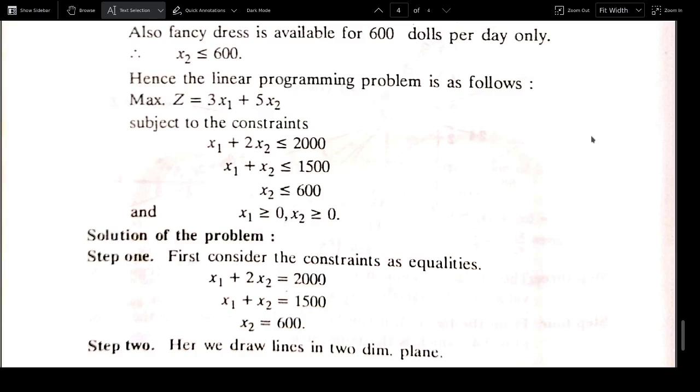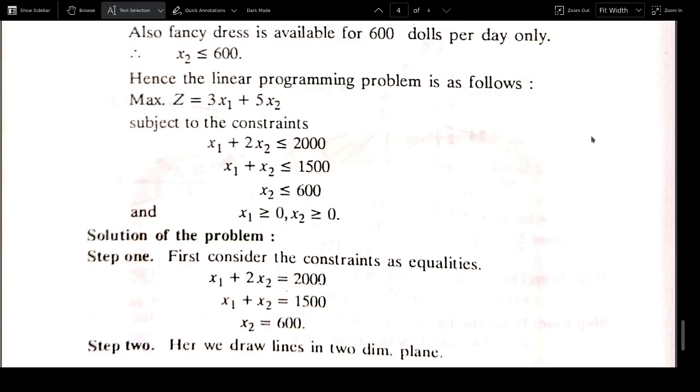If you get a basic feasible solution, then find all the corner points, and then you find all the values of Z. You see at which point it gives the maximum value, then this is the answer for x1 and x2. Then for the maximum profit, you substitute the x1 and x2 values, and you will get the answer.